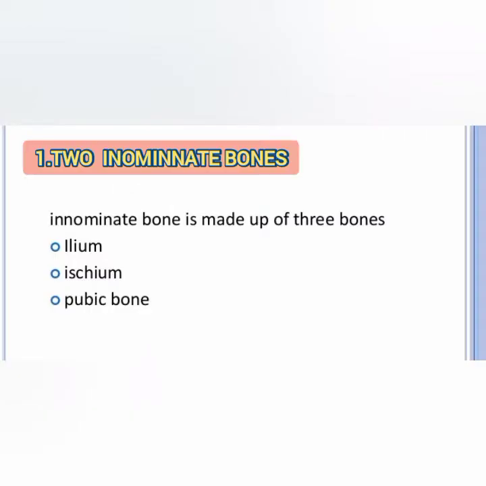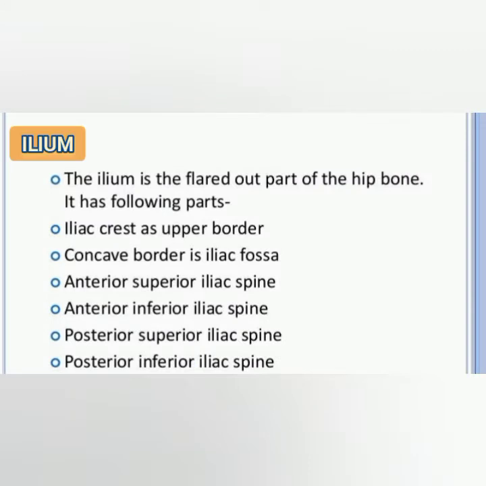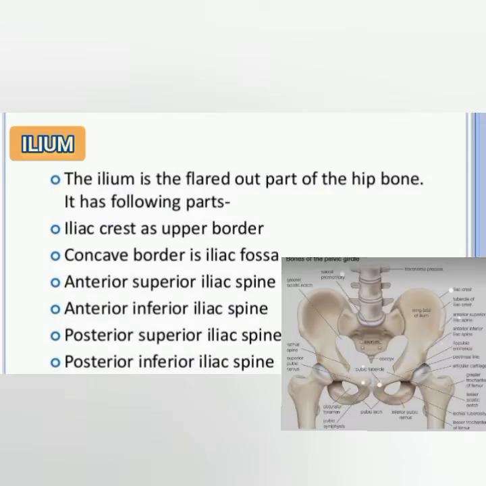The innominate bone is made up of three bones: ilium, ischium and pubic bone. The ilium is the flared out part of the hip bone. It has following parts. If you observe the figure, you will be knowing it. Iliac crest as the upper border. Concave border is the iliac fossa. Then anterior superior iliac spine, anterior inferior iliac spine. Then coming for the posterior side, posterior superior iliac spine and posterior inferior iliac spine.